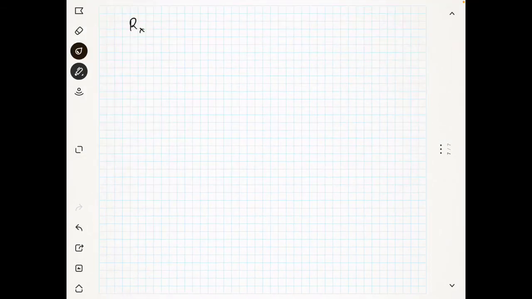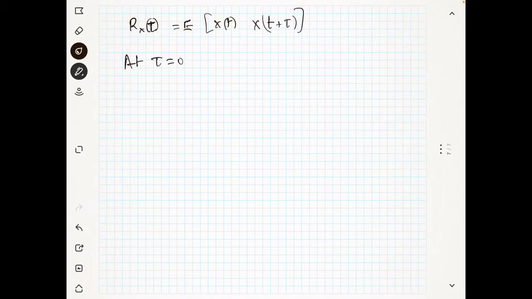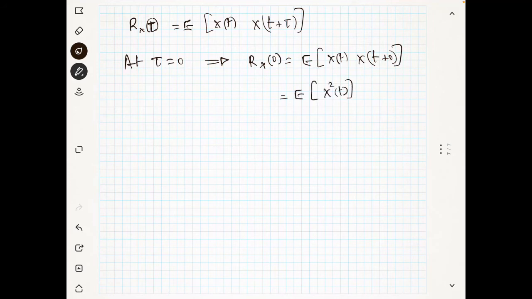Rx of tau you can write like this: Rx of tau is nothing but the expected value of x of t into x of t plus tau. Now let tau equal to 0, we will get Rx of 0. Rx of 0 is nothing but the expected value of x of t into x of t plus 0, right? This is nothing but the expected value of x of t the whole square. You know that this is the mean square value, that means the average power of the signal. So if you know the autocorrelation function, you can find the average power of the random signal. So this is one of the properties.